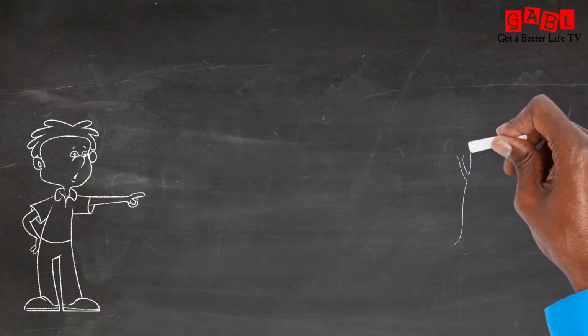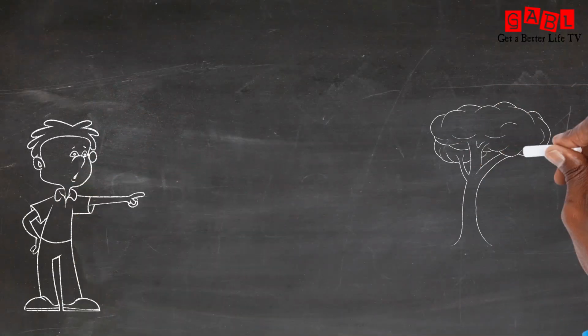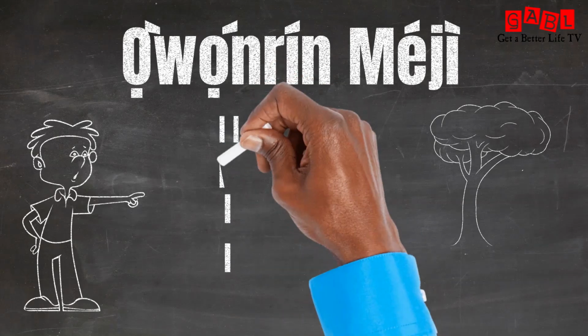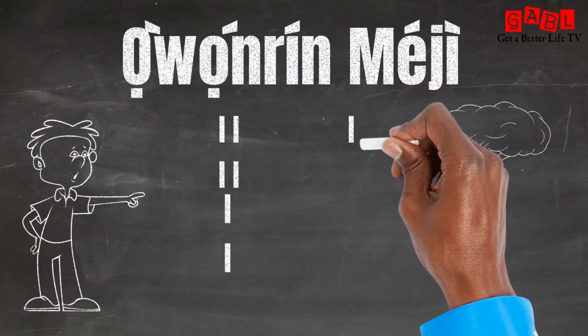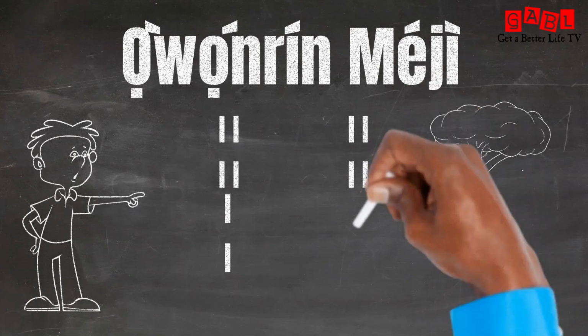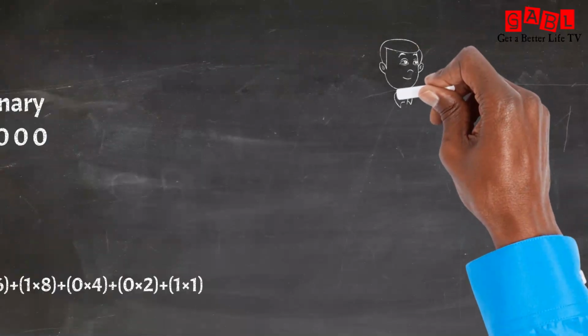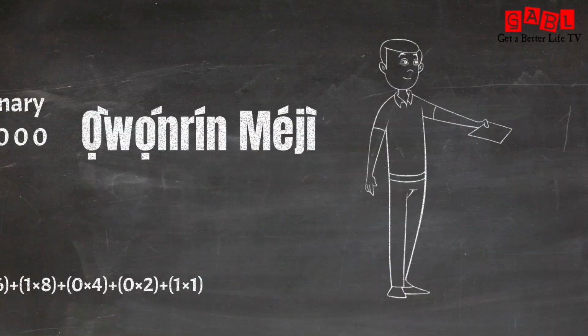So let's continue this enlightenment series with Owonrin Meji. Our journey through the 16 Major Odu Ifa brings us to Owonrin Meji, an Odu associated with challenging circumstances, sudden turns of events, and the unexpected. Its pattern reflects this dynamic nature. Here is the pattern for Owonrin Meji.